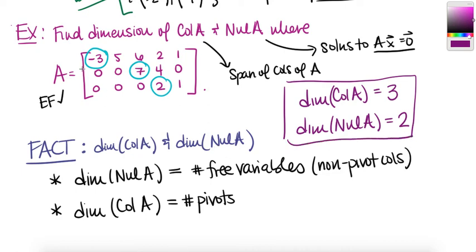If we notice, that's all of the columns. Every column either has a pivot and goes toward column space, or it does not have a pivot and goes toward null space. So we end up with this correspondence all the time: the dimension of column space plus the dimension of null space is just all of the columns put together. We'll talk more about that in the next section. All right, thank you.